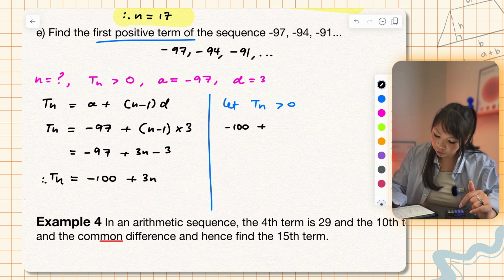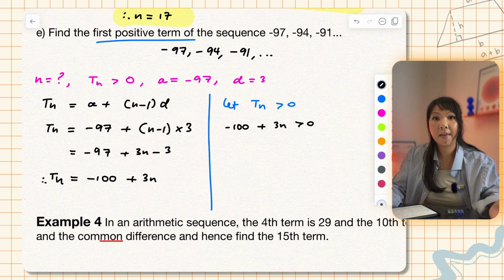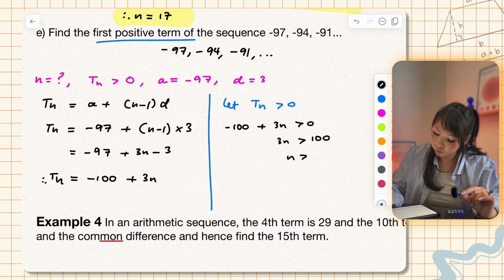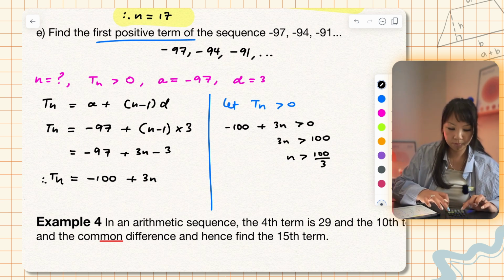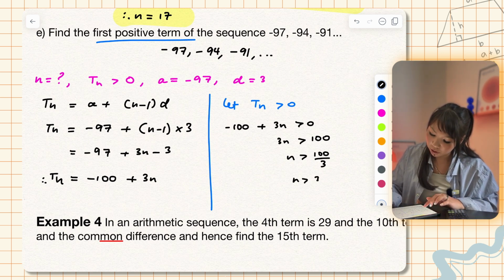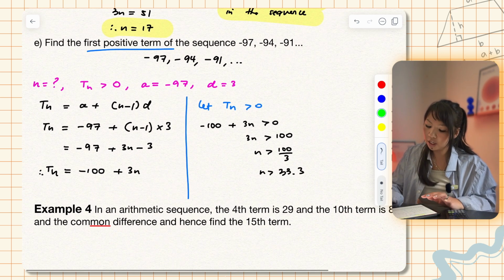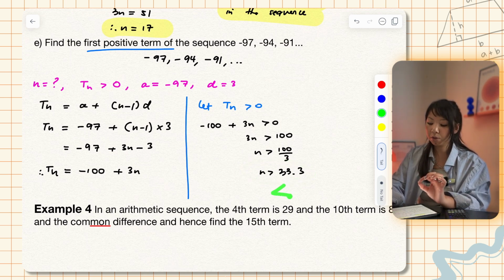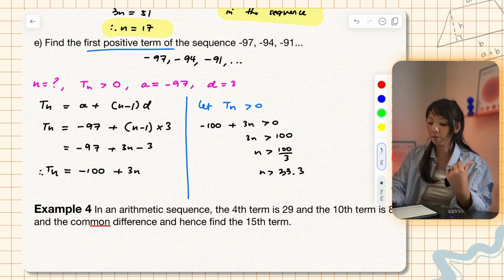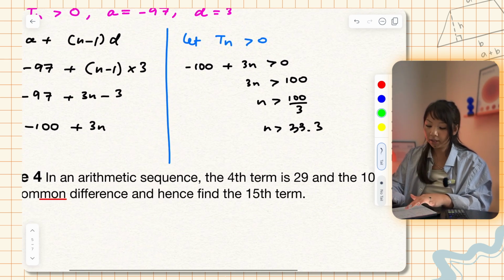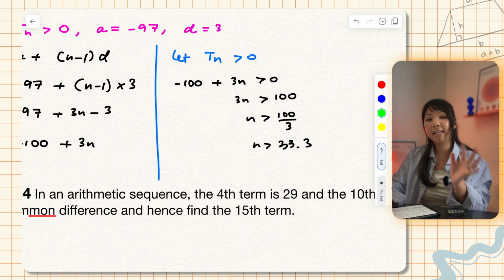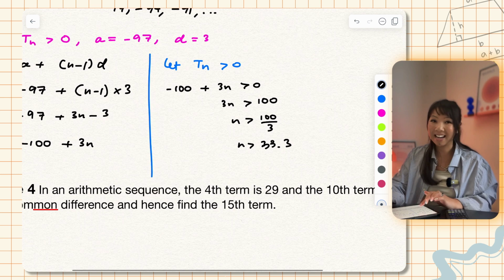So we get -100 plus 3n is greater than 0. And then I'm going to solve for n to see what is the first value of n which makes that true. So we get 3n is greater than 100, or n is greater than 100 on 3, which is going to be 33.3. Now, you need to follow the direction of the inequality. That's why it's also important that the arrow is correct. If my arrow was pointing this way, I would actually have a different answer than if it was pointing that way. Now, in this case, if you want to find what is the first integer, the first whole number, where it is greater than 33.3, then it has to be 34.